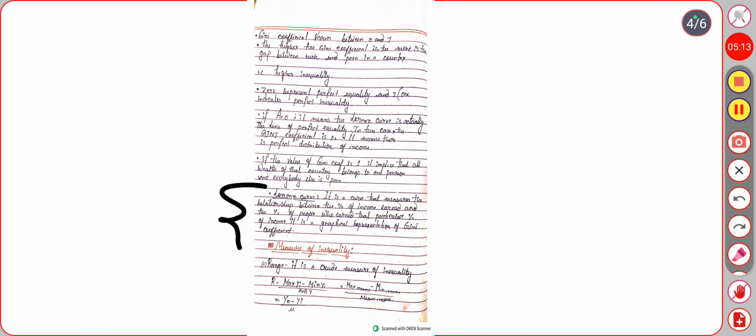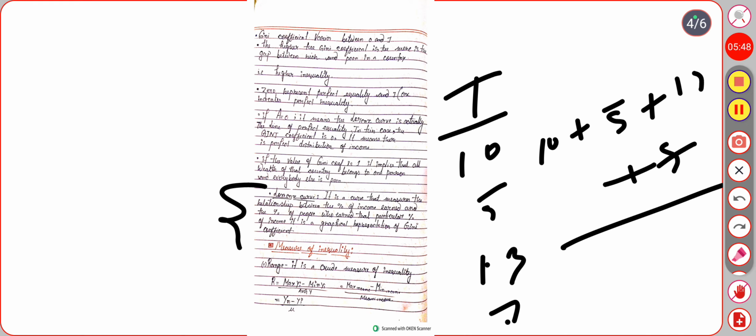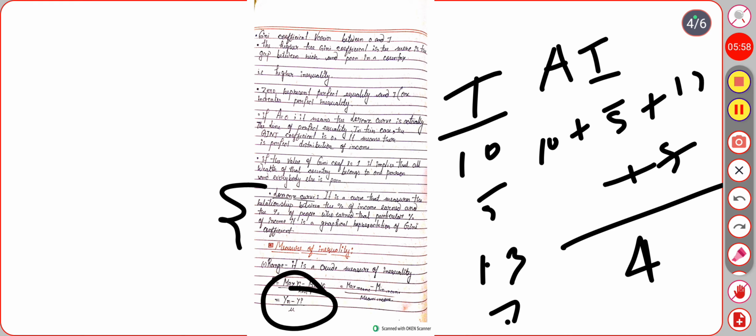Now there are different measures of inequality. The first one is range. Range is a crude measure of inequality. Range is equal to maximum income minus minimum income, divided by mean income. Mean income means, say there are income levels 10, 5, 13, 7. If we add all these incomes and divide by the total number, we get the average income. So this is the formula: maximum minus minimum divided by mean income.